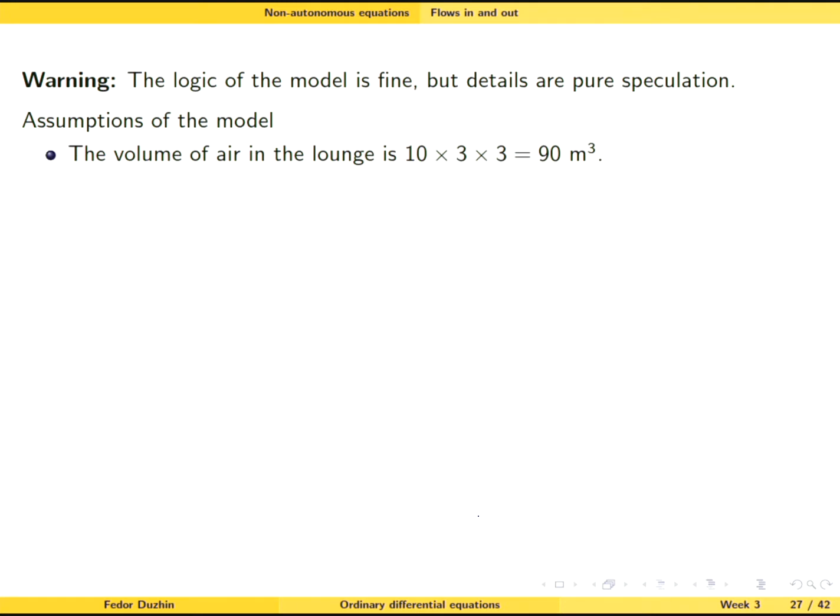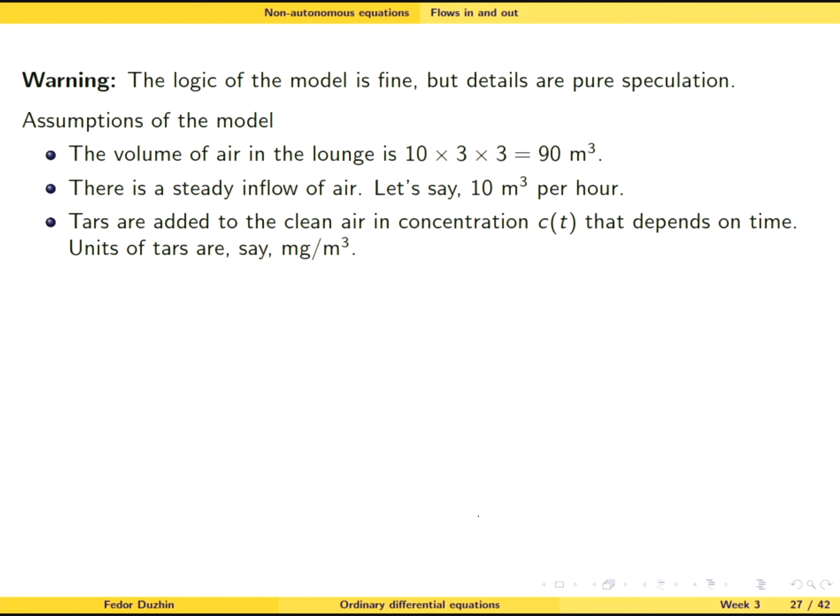So here is what I'm going to assume. First of all, that the volume of air in the smoking lounge is 90 cubic meters. It's a bit generous, to be honest. Usually smoking lounges are smaller than that, but let it be 90 cubic meters. Then we're going to assume that there is a steady inflow of clean air. This number, 10 cubic meters per hour, is just made up. I have no idea what the real number is, but the logic here is fine. So there is a certain steady inflow of clean air.